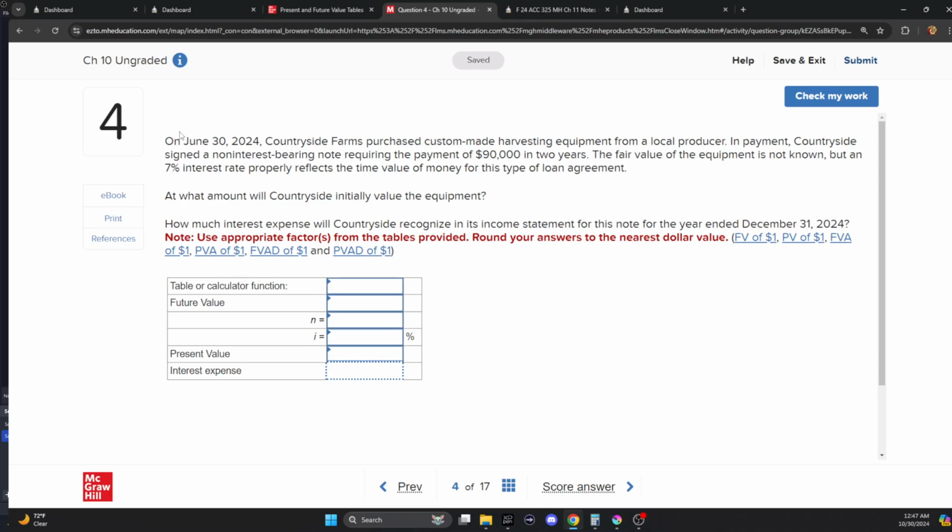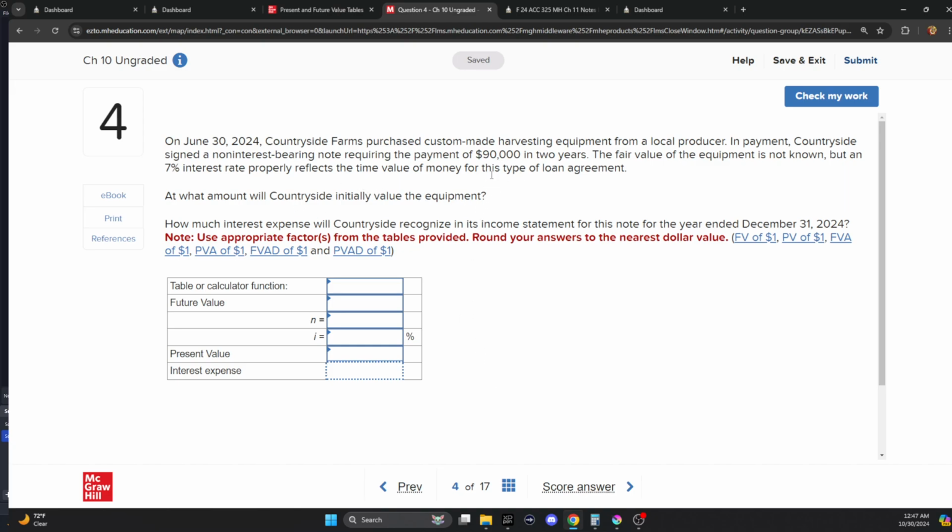Okay, so looking at number 4, we're saying on June 30th, 2024, Countryside Farms purchased custom-made harvesting equipment from a local producer. In payment, Countryside signed a non-interest-bearing note requiring the payment of $90,000 in 2 years. The fair value of the equipment is not known, but a 7% interest rate properly reflects the time value of money for this type of loan agreement. At what amount will Countryside initially value the equipment?